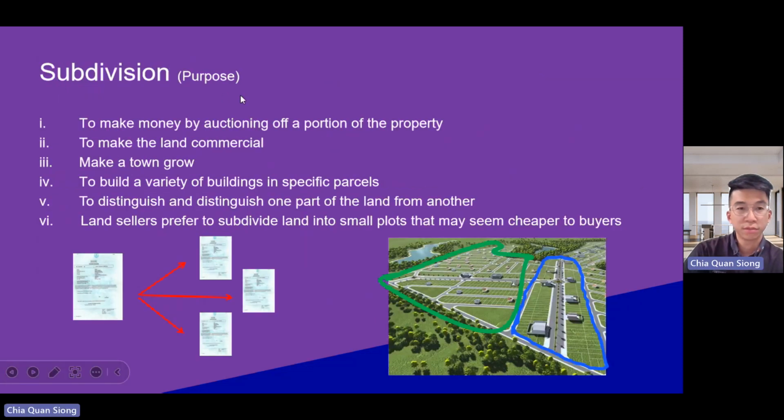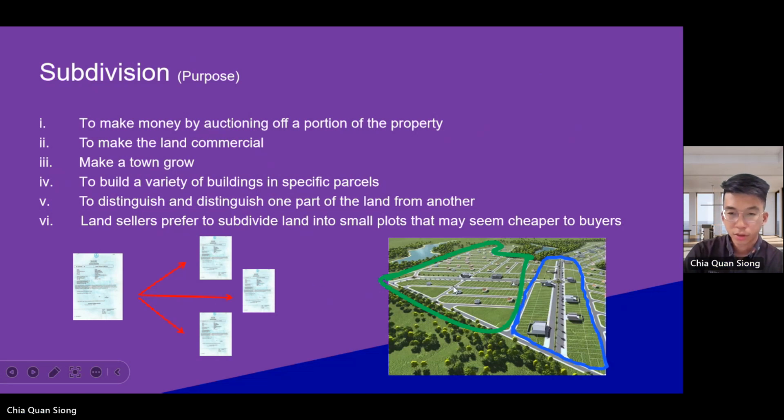So this is the subdivision purpose. Okay, of course, number 1, to make more money by auctioning a portion of the property, to make the land commercial as the town grows, to build a variety of buildings in specific parcels, to distinguish one part of the land from the others. Sellers prefer to subdivide the land into smaller parts, and they may seem cheaper to the buyer. So as you can see here, from 1 title, I can turn it into 3 titles.